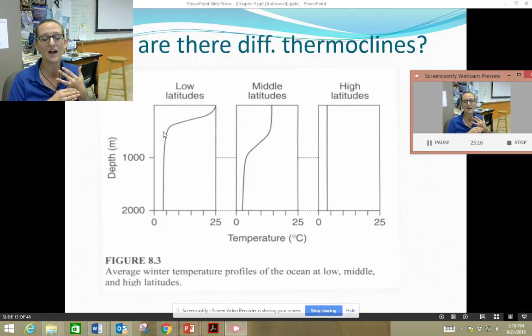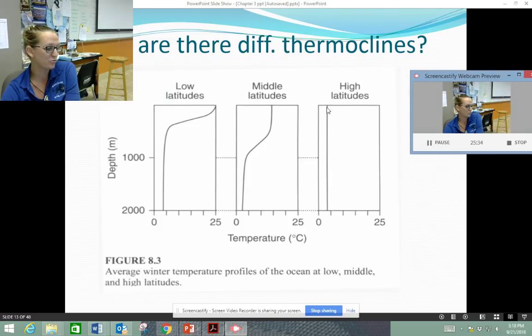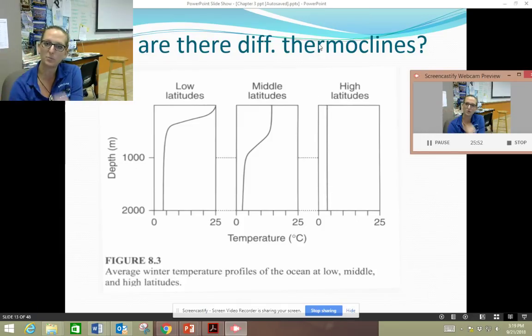Density is dependent on temperature and on pressure and how many particles you have per area. Higher latitudes, doesn't matter. So this would be like at the poles. Our sun really is not strong enough up there to change this a degree Celsius. So my surface waters are going to remain cold. Even when the ice starts to melt, it's going to remain cold. It's really cold fresh water being put there. And so we really don't see a big density difference or a thermocline or anything that's going to keep phytoplankton floating.